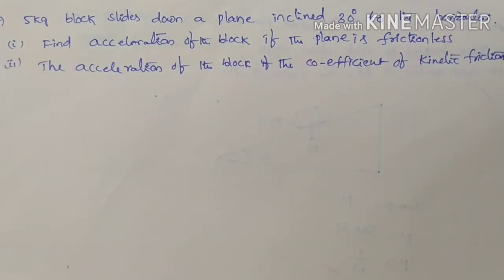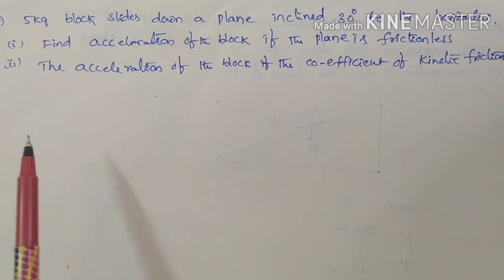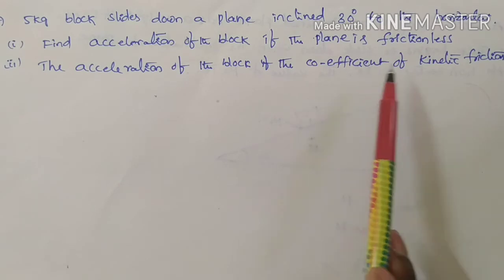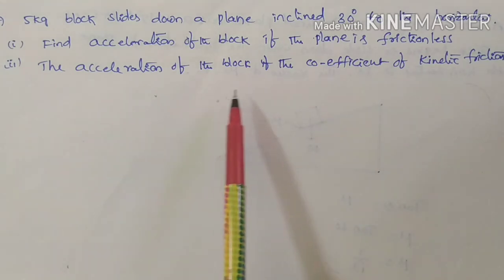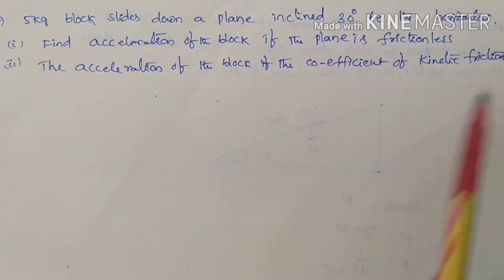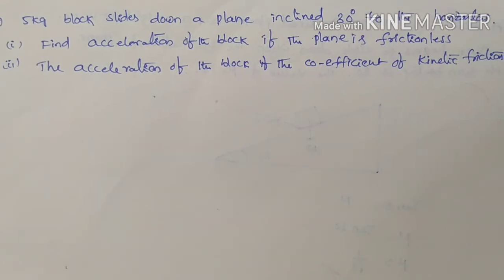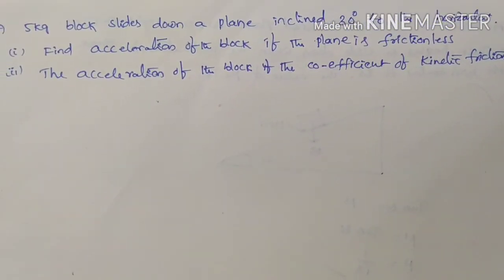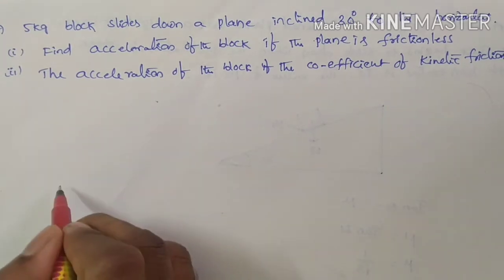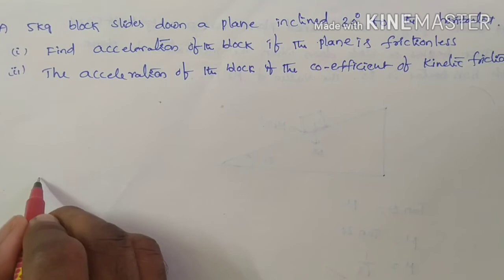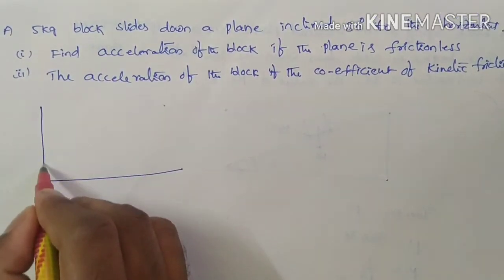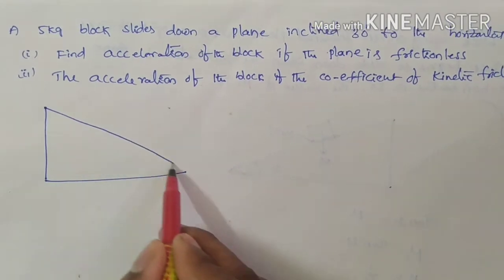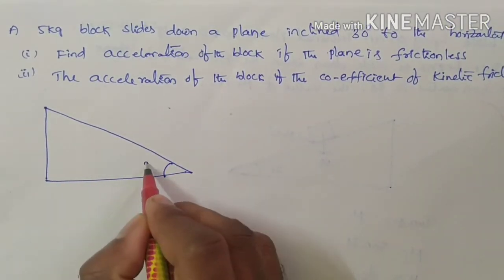Okay, let us see one more problem. A 5 kg block slides down a plane inclined 30 degrees to the horizontal. In this condition, find the acceleration of the block if the plane is frictionless. Second point, the acceleration of the block if the coefficient of kinetic friction is 1 by 2 root 3. First, they have given a diagram. Okay, this is the diagram. This one makes an angle of 30 degrees.